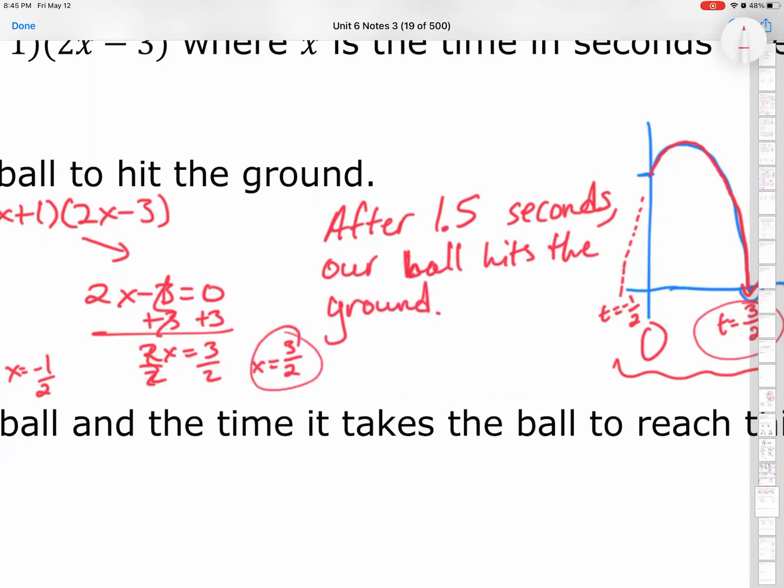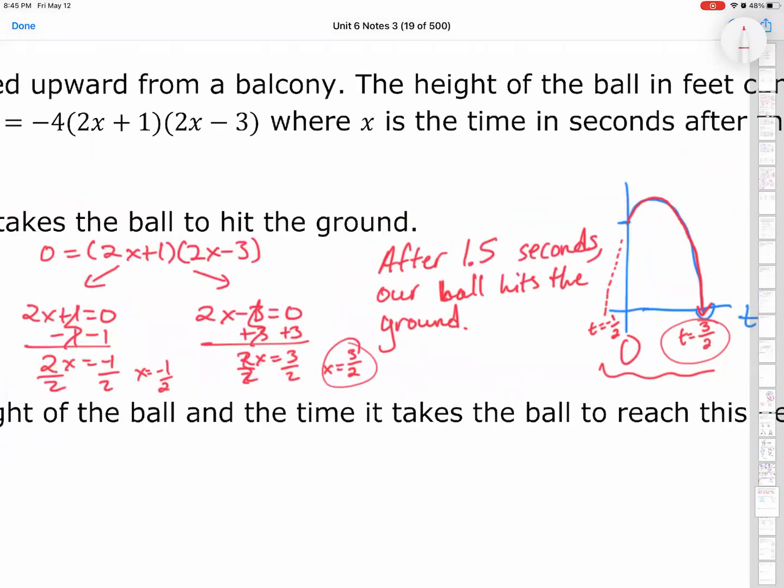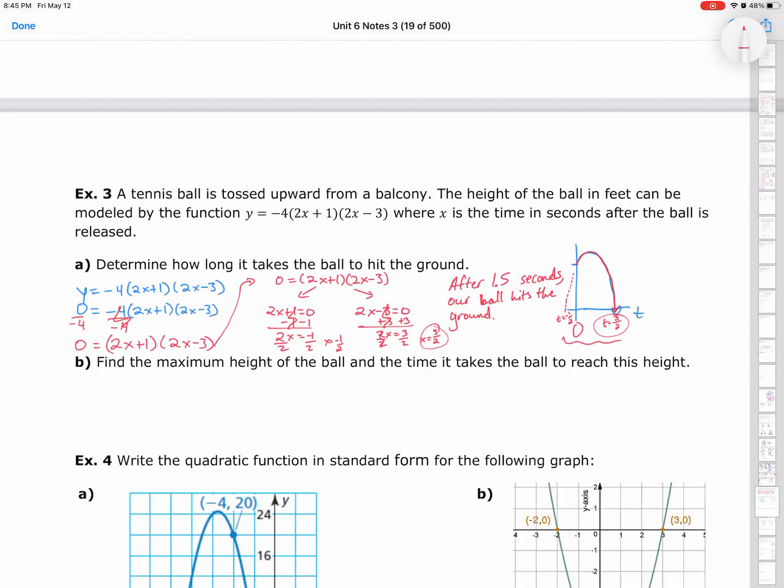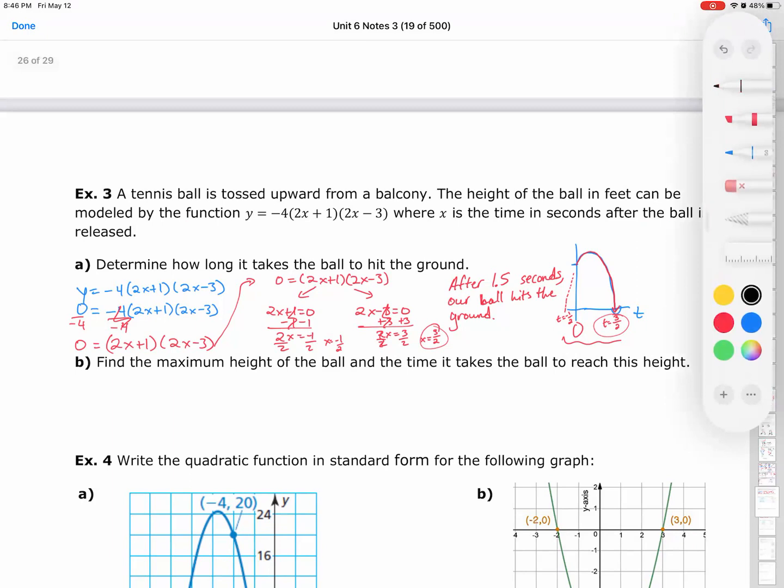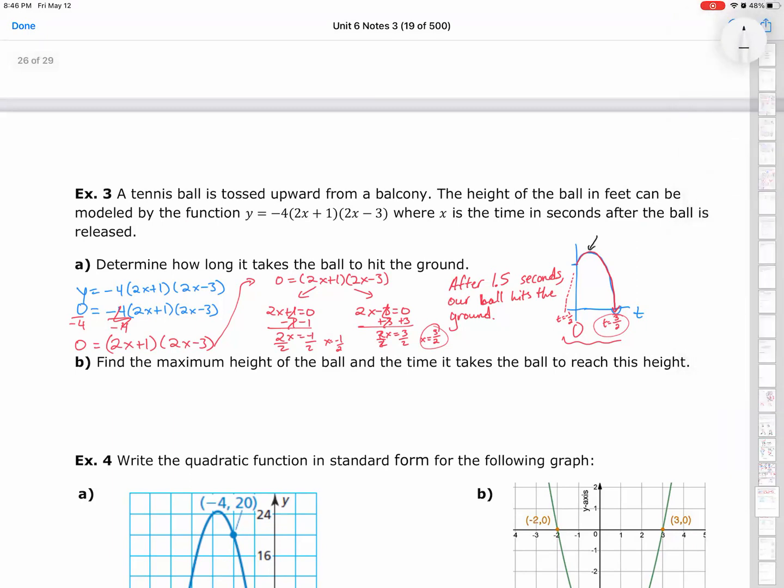So really, we're kind of only taking that answer. Then it asks, find the maximum height of the ball and the time that it takes the ball to reach this height. So to find the maximum height, we're talking about the vertex here. So we're looking for this vertex. And this is really where our x-intercepts, both of them, come in handy, because we're then trying to find what is the axis of symmetry to then find the vertex.